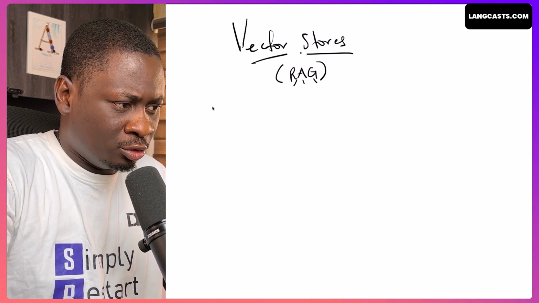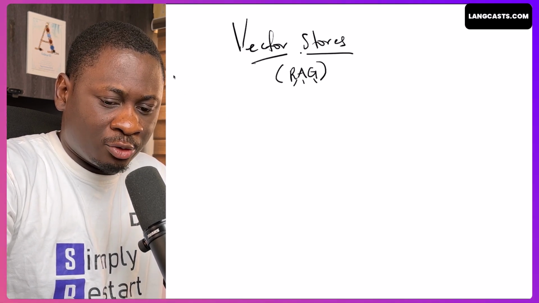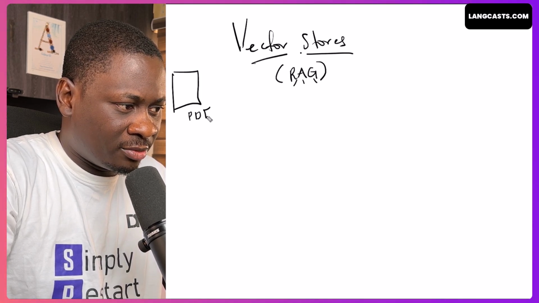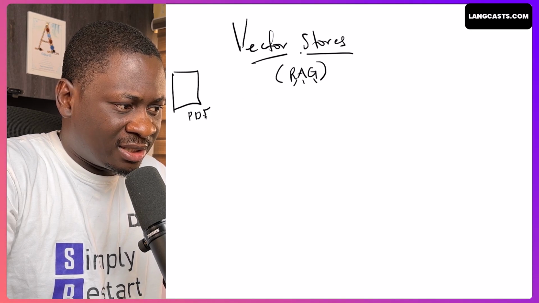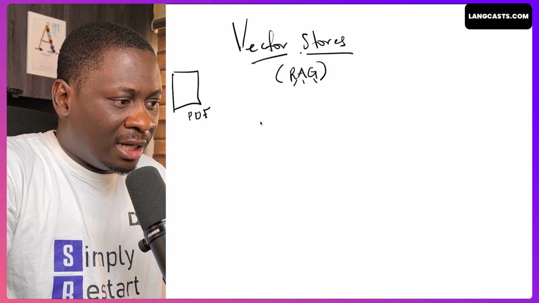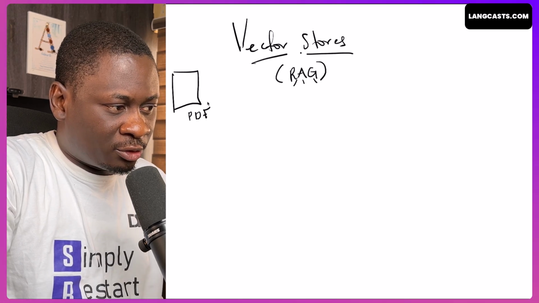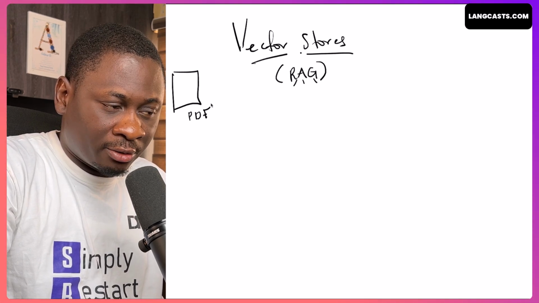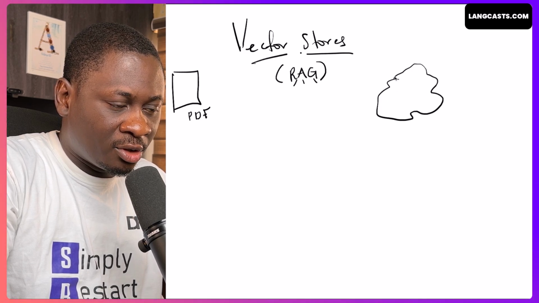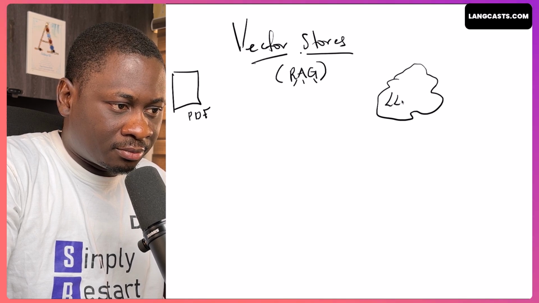So the first thing you have to do is get your reliable source, let's say a web page or a PDF document. For now, let's just say a PDF document. Let's say it's about your company FAQs. And you want this PDF to be used as a source of information for your model. Let's have the model here looking like a brain. So this is our LLM.